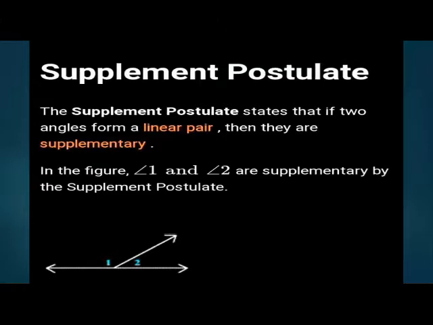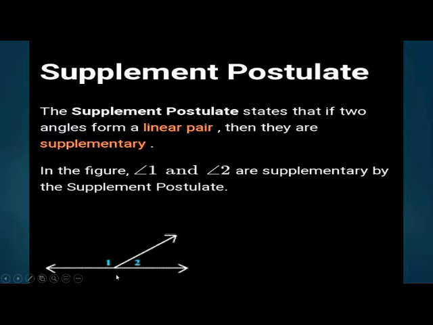Before starting the proof, let us clarify some terms which we are going to discuss in the proof. They must be clear in your minds, so it will be easier for you to understand the proof. The first term is the supplement postulate. The supplement postulate states that if 2 angles form a linear pair, then they are supplementary. In the figure, angle 1 and angle 2 are supplementary by the supplement postulate.